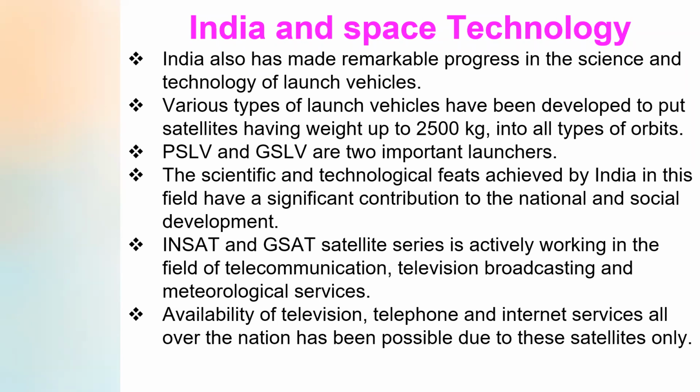What are the three types of orbit? Higher Earth orbit, middle Earth orbit, and lower Earth orbit, right? Which launch vehicles have we made? PSLV and GSLV are the two important launchers. With the help of PSLV and GSLV, we have placed satellites of weight up to 2500 kg into space. Okay, this much you have understood.